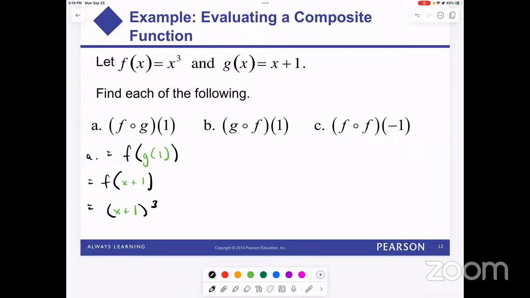Oh, I keep forgetting that. I don't know why I keep doing that. I know why, because I'm sleeping. I forgot to plug in when x was 1. So then 1 plus 1 is 2. That ends up being f of 2.